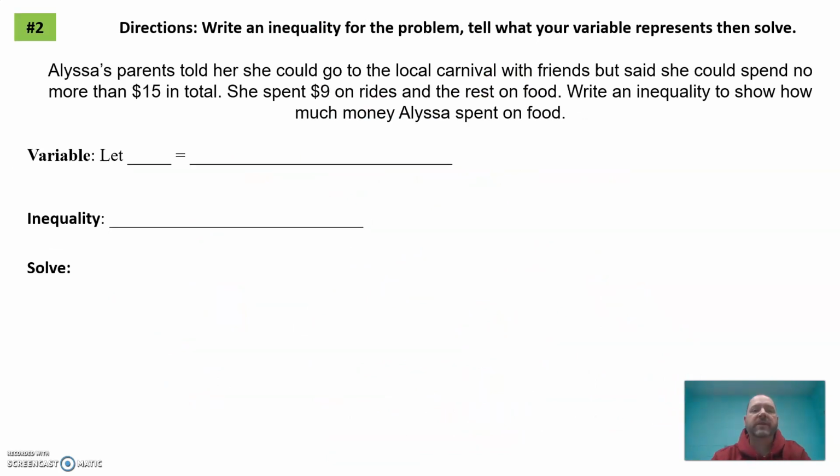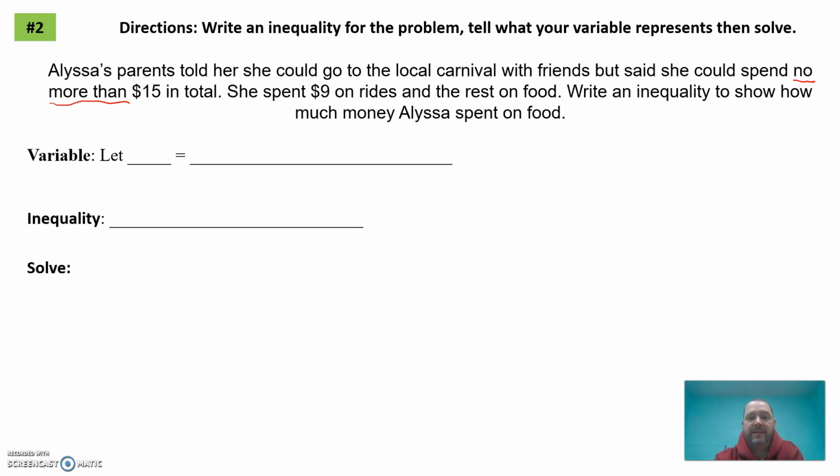All right, let's have you try this problem on your own. It says that you're going to write an inequality for the problem and tell what your variable represents, then solve. Alyssa's parents told her she could go to the local carnival with friends, but said she should spend no more than $15 in total. She spent $9 on rides and the rest on food. Write an inequality to show how much money Alyssa spent on food. So I will tell you that the keywords that I see here are no more than $15 in total. Those keywords should tell you what type of an inequality you're going to write.